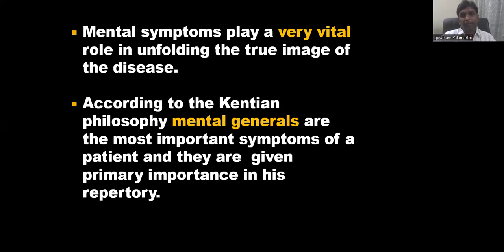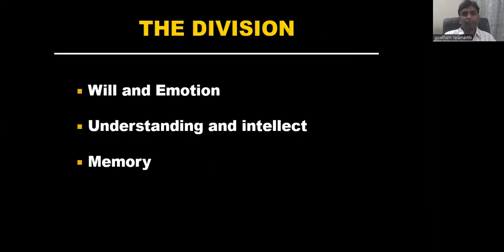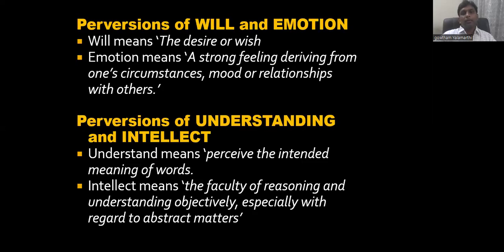We all know that in Kent's repertory, the biggest chapters are the extremities chapter and the other one is mental generals. The division has been made like this: will and emotions, understanding and intellect, memory. Perversions of will and emotion. Will means the desire or wish.